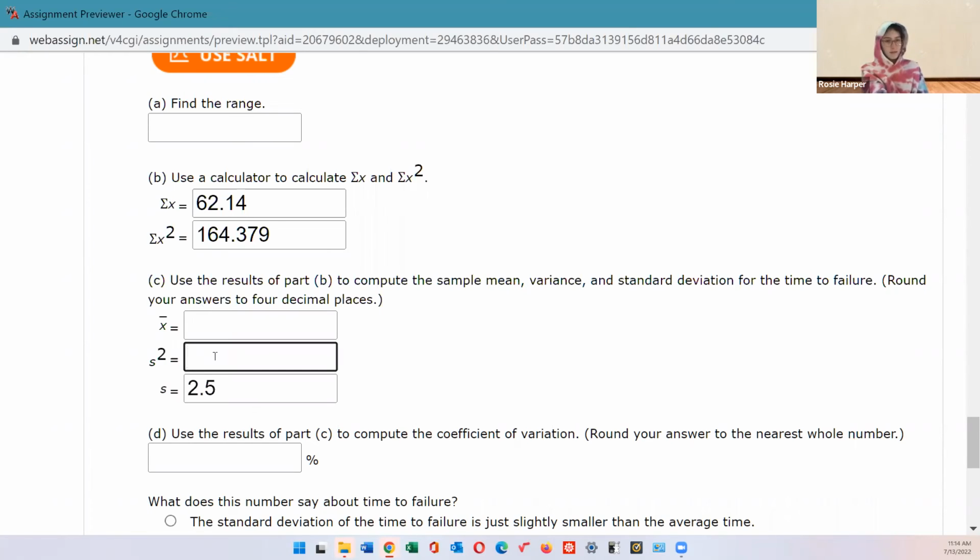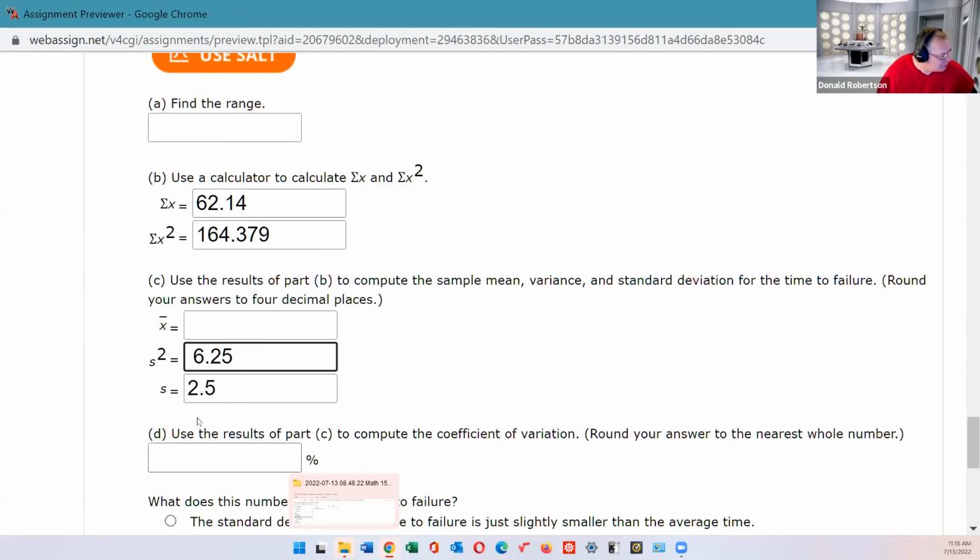6.25. Just find out what 2.5 squared is. 6.25. Does that make sense? Right. Can you remember the coefficient of variation?